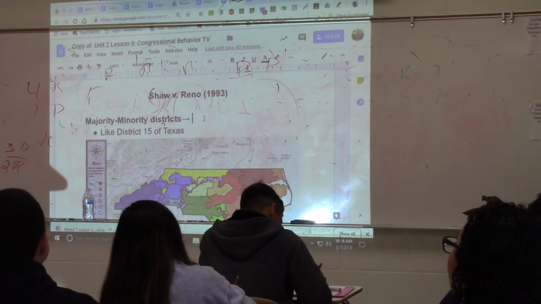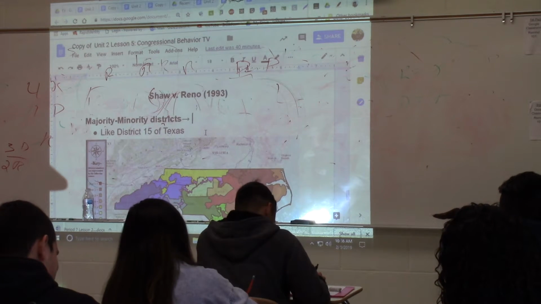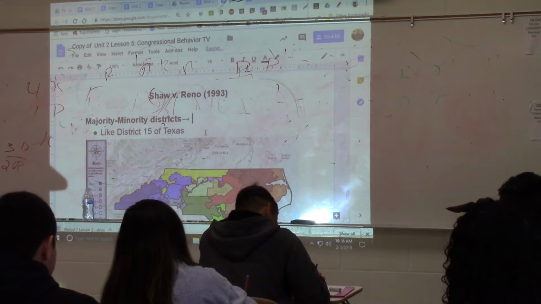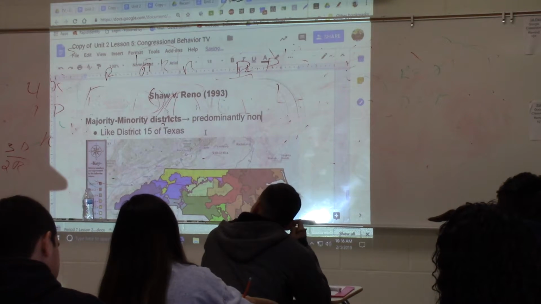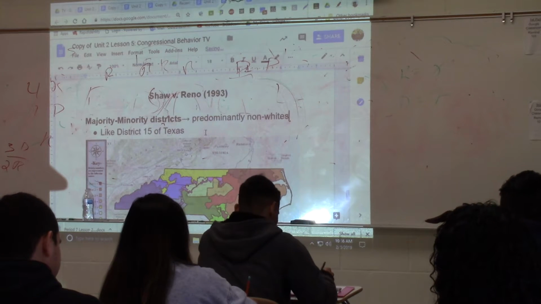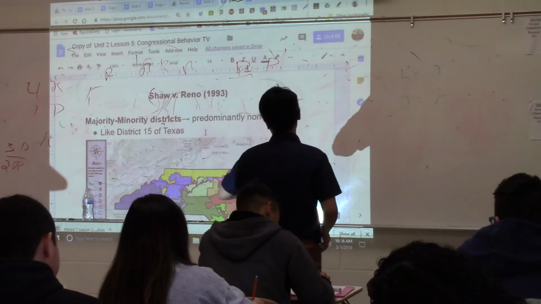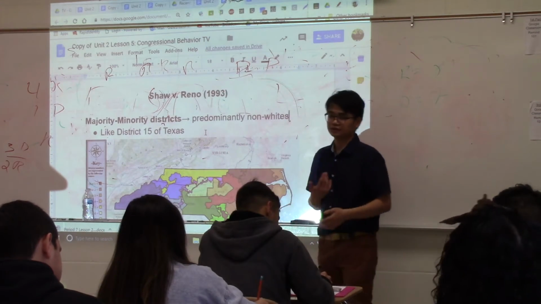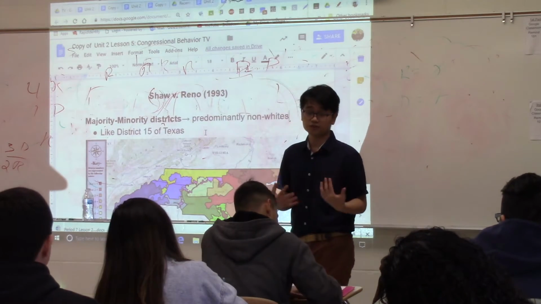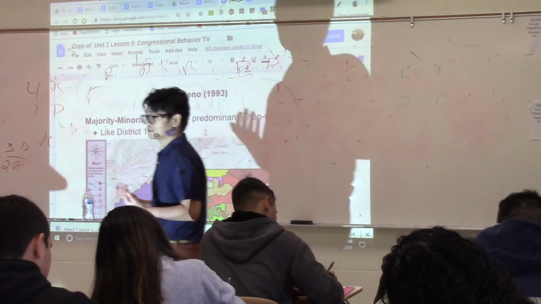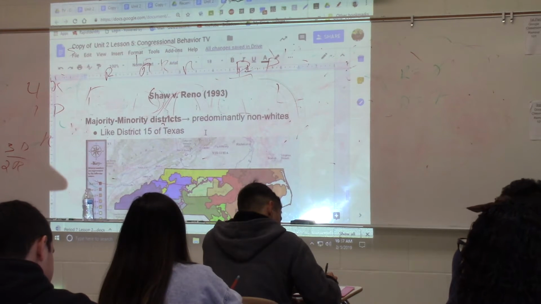Whites. So majority-minority districts means a district with predominantly non-whites, where you have more minorities than whites in a district. More Hispanics or more African Americans. Like our district, for example, would be considered majority-minority because most of us here in the Valley are not white. Any questions about that?